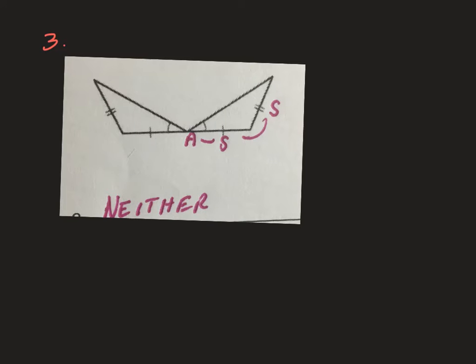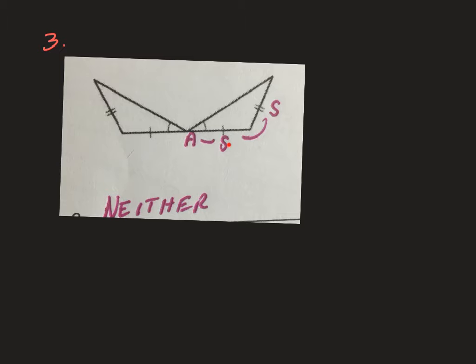Okay, so this is problem 3. And as I look at this picture, I'm trying to decide whether I can use side, side, side, or side, angle, side for this, or maybe neither of them. And I can see that I have an angle that is congruent. And then after that angle, I have a side. So after this angle, I have a side that's congruent.